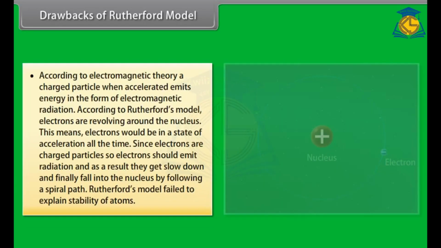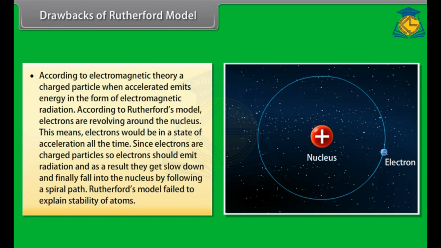Drawbacks of Rutherford model. Number 1. According to electromagnetic theory, a charged particle when accelerated emits energy in the form of electromagnetic radiation. According to Rutherford's model, electrons are revolving around the nucleus. This means electrons would be in a state of acceleration all the time. Since electrons are charged particles, they should emit radiation and as a result, they get slowed down and finally fall into the nucleus by following a spiral path. Rutherford's model failed to explain stability of atoms.